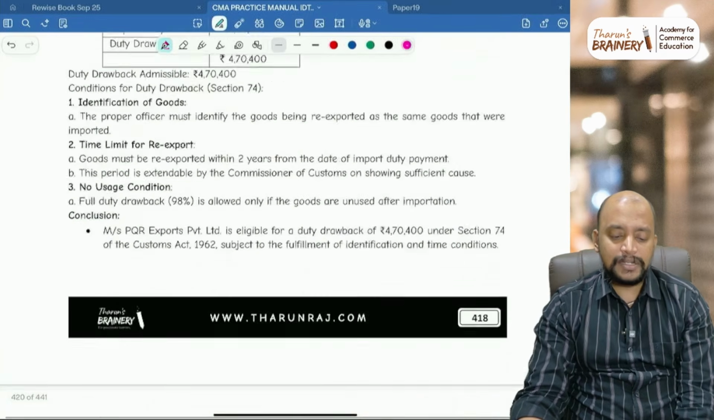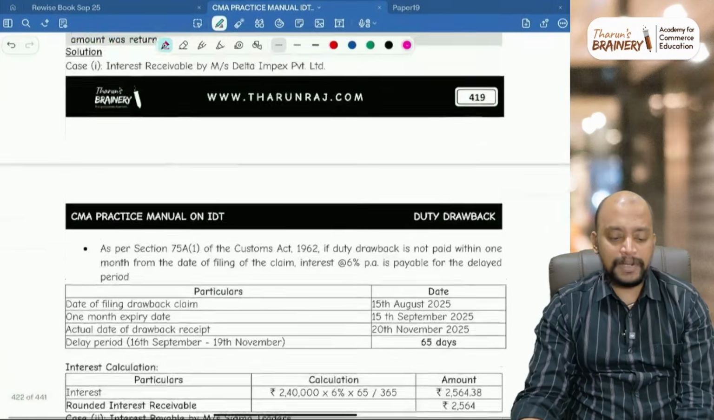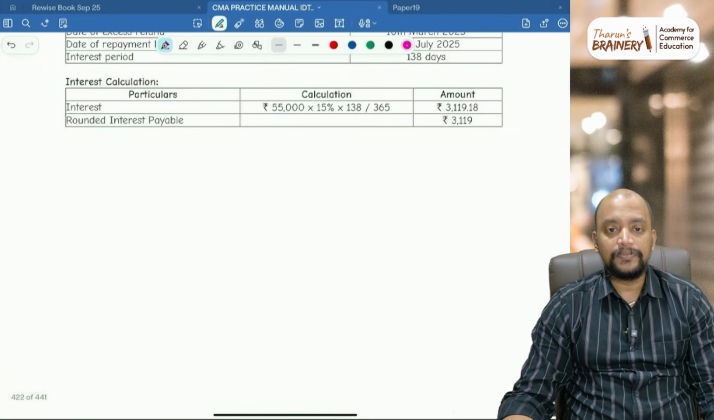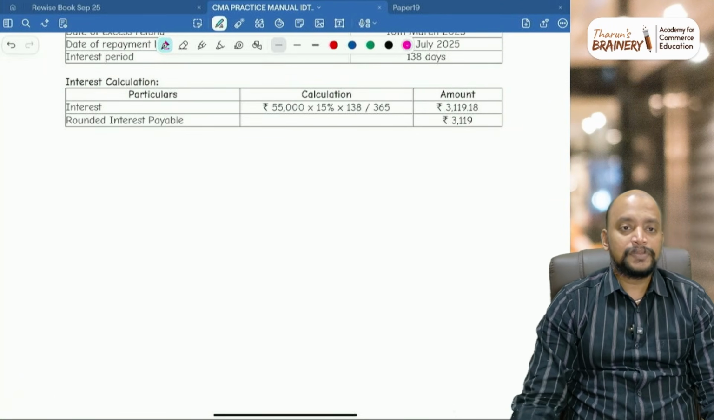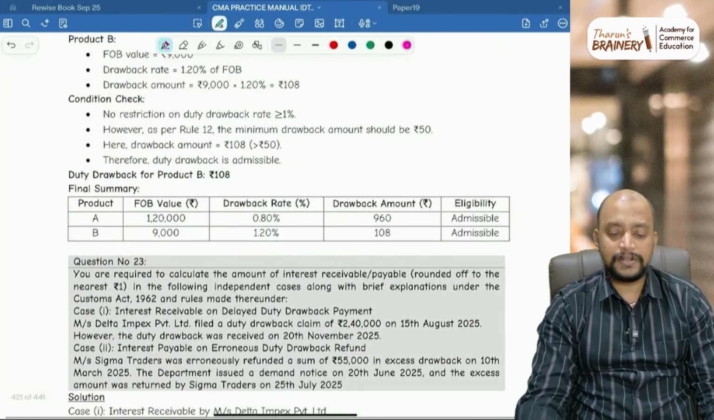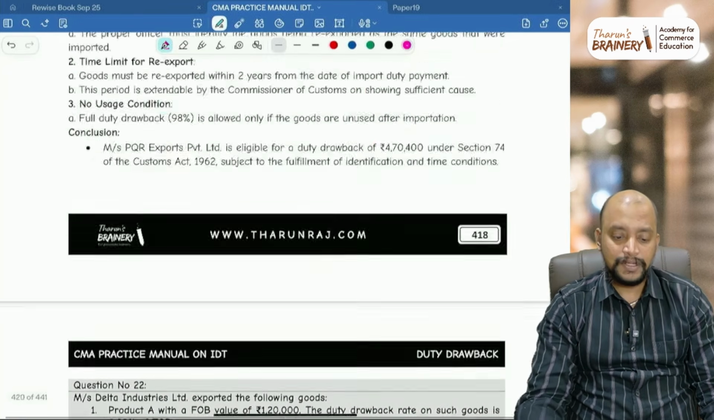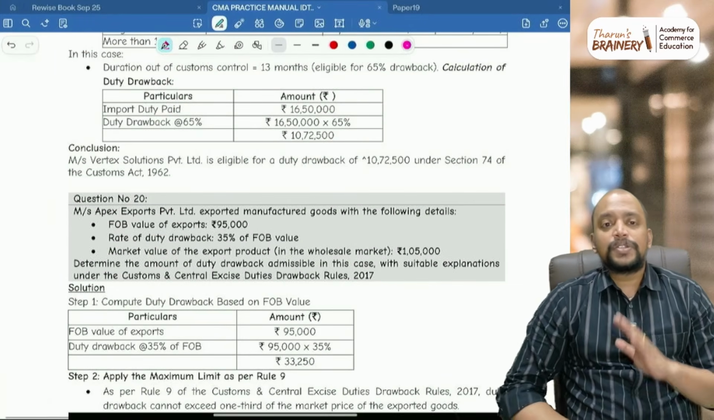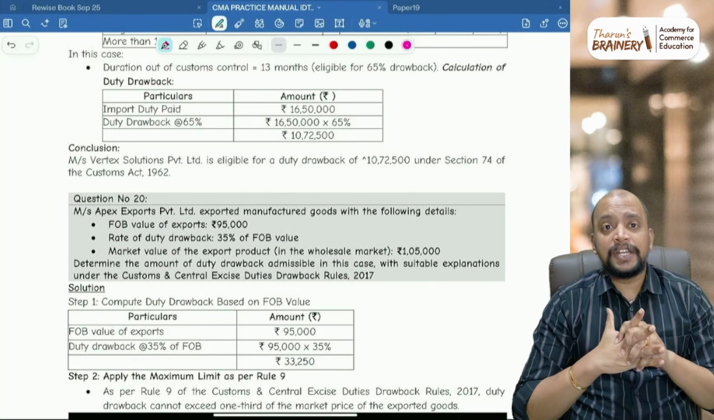So that is about this, and the remaining are some repeated questions. You can try that. You can do these questions now. Just repeat whatever concepts we discussed. So with this we completed duty drawback.